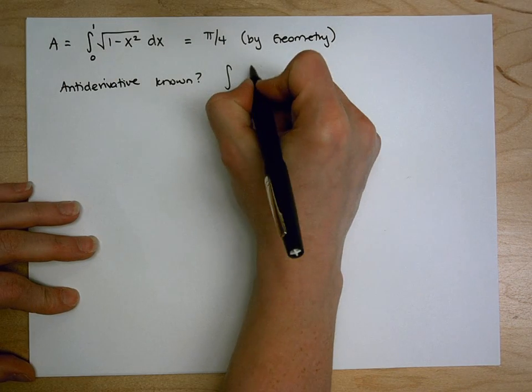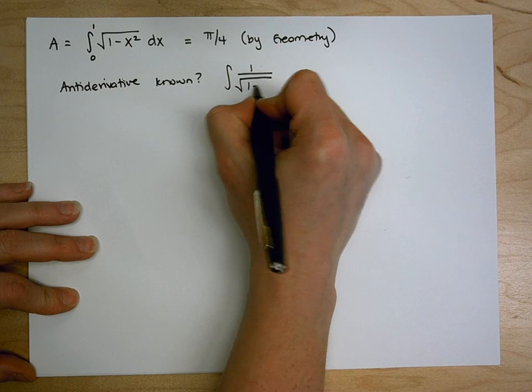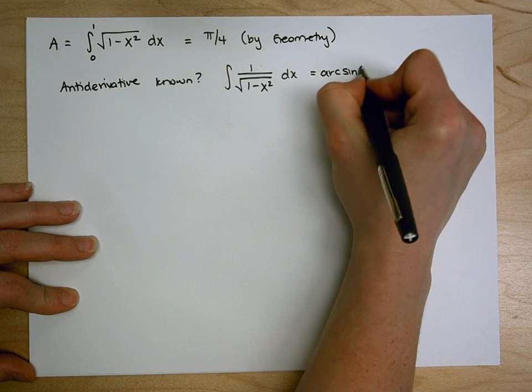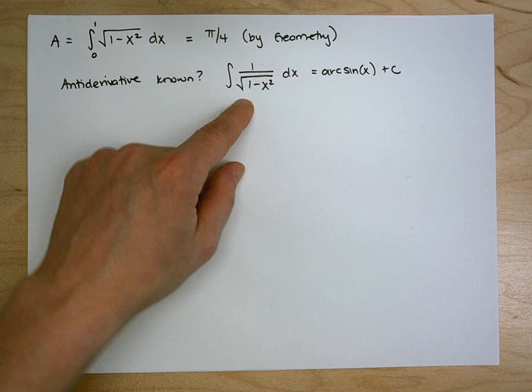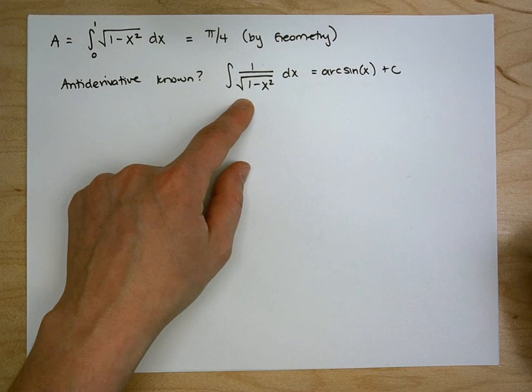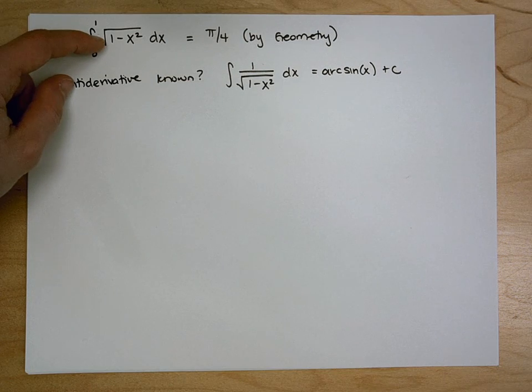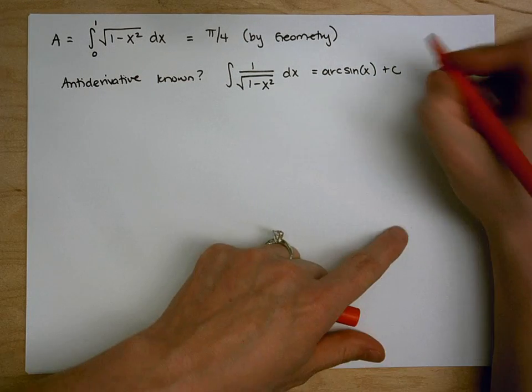I do know that the integral of 1 over the square root of 1 minus x squared is arcsine. Well, that's a good thing to know, but it's not really helpful in this case because I don't have the 1 over. I just have the square root of 1 minus x squared. So this is not going to work.